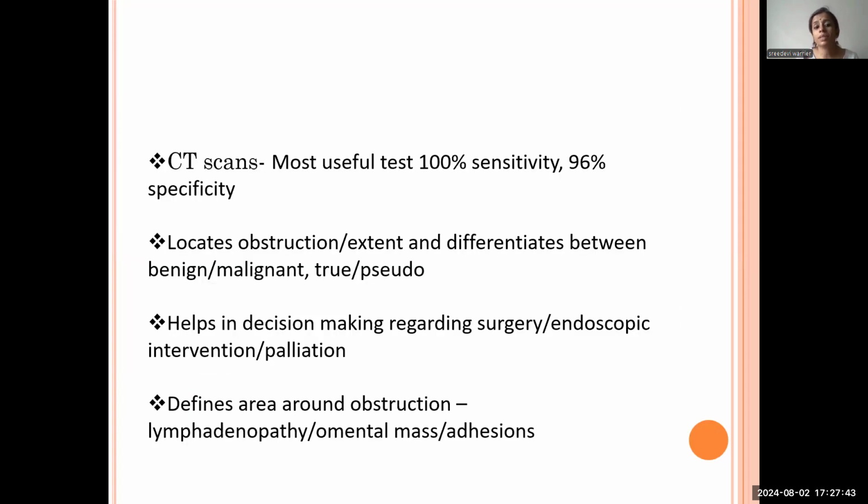The most useful test is a CT scan. When you do a CT scan, you will know whether there is a single obstruction or multiple, what is the nature of the obstruction, what is the nature of the surrounding circulation, whether it is malignant. All these can be understood from a CT scan better than from an X-ray. But I don't think anyone does a CT scan when it comes to palliative care and progressive malignant bowel obstruction.